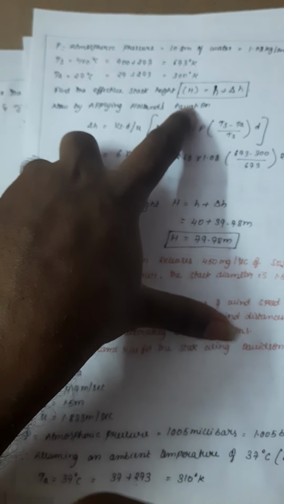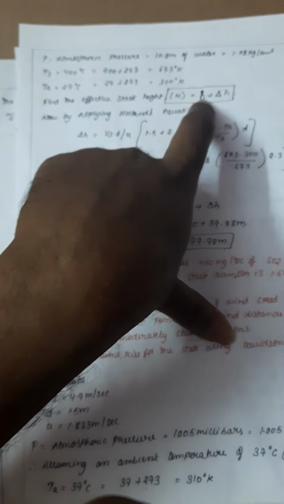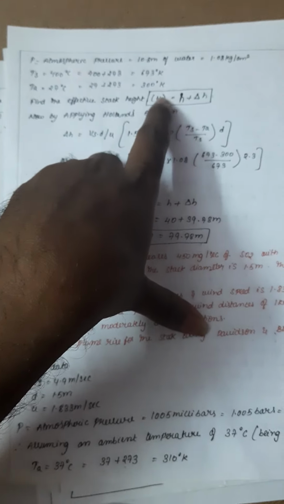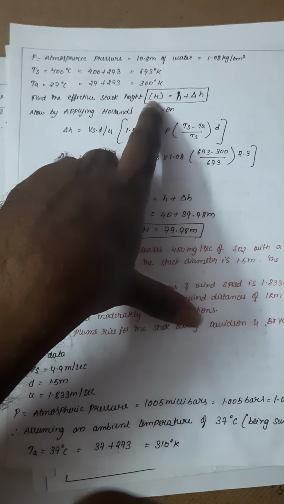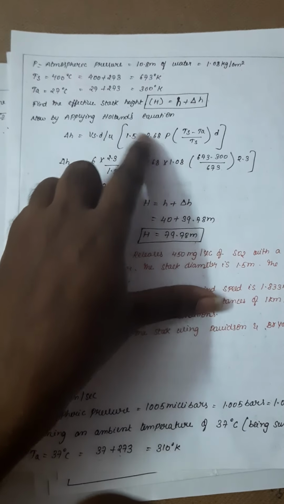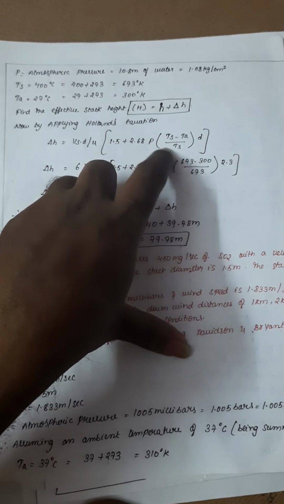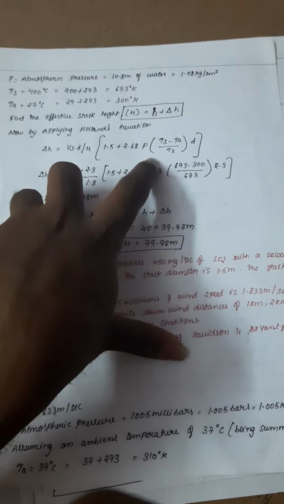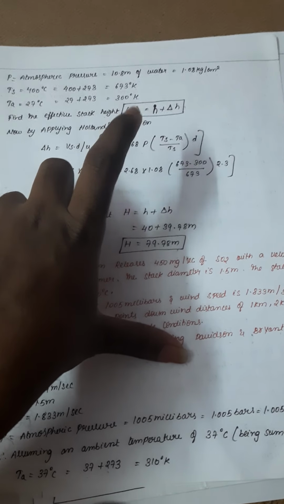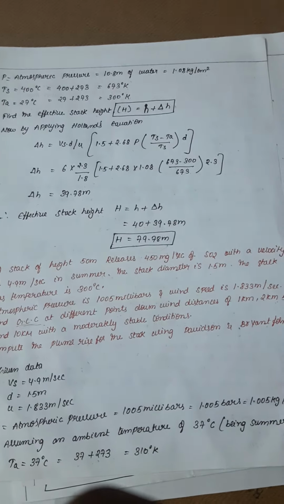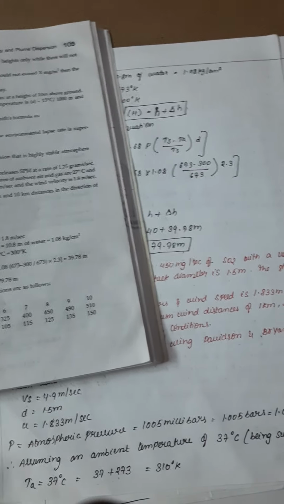I got the values. The final effective stack height H is equal to small h plus delta h, but the effective stack height capital H has been given directly as 30. So delta h is equal to this, the formula for Holland's. This is the empirical formula with the buoyancy force.